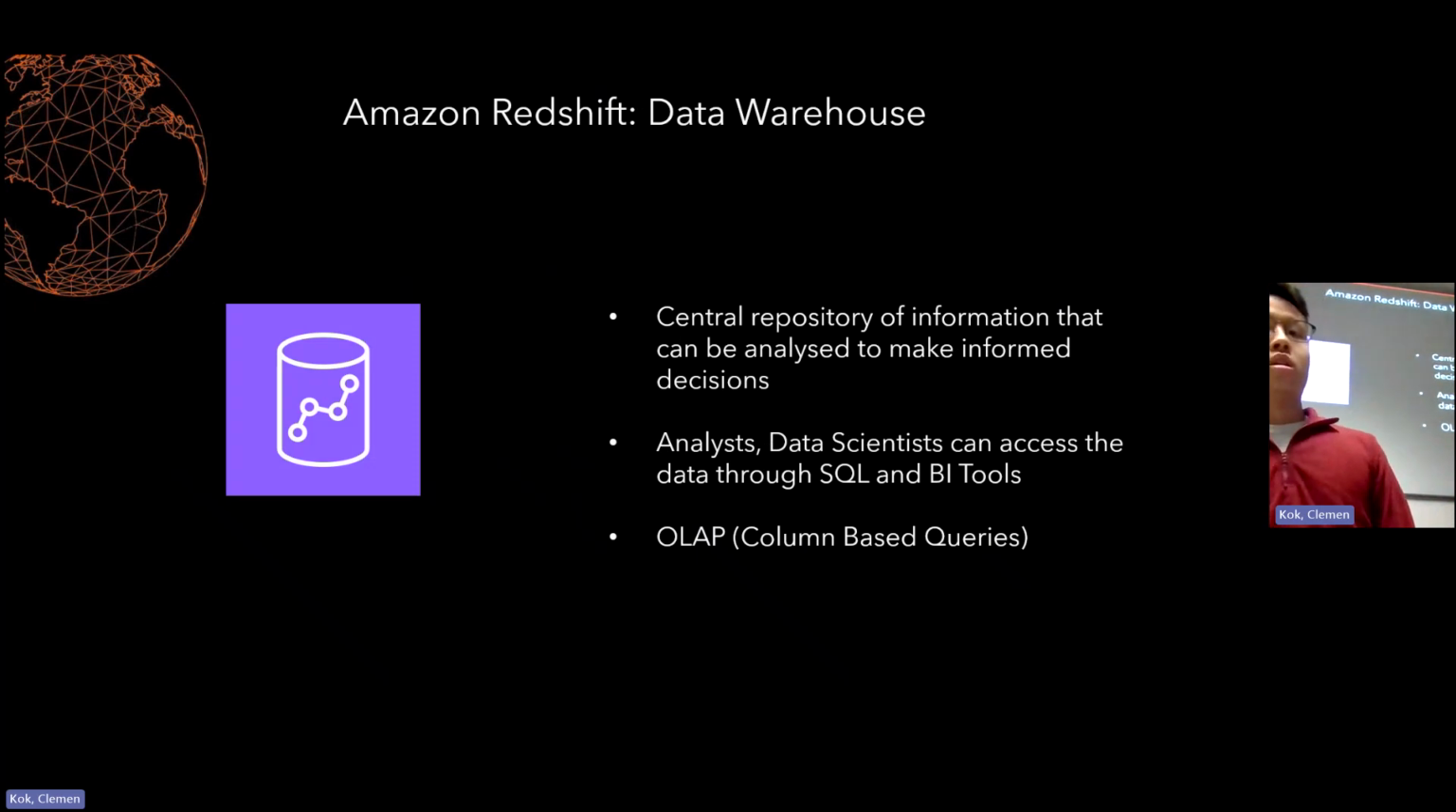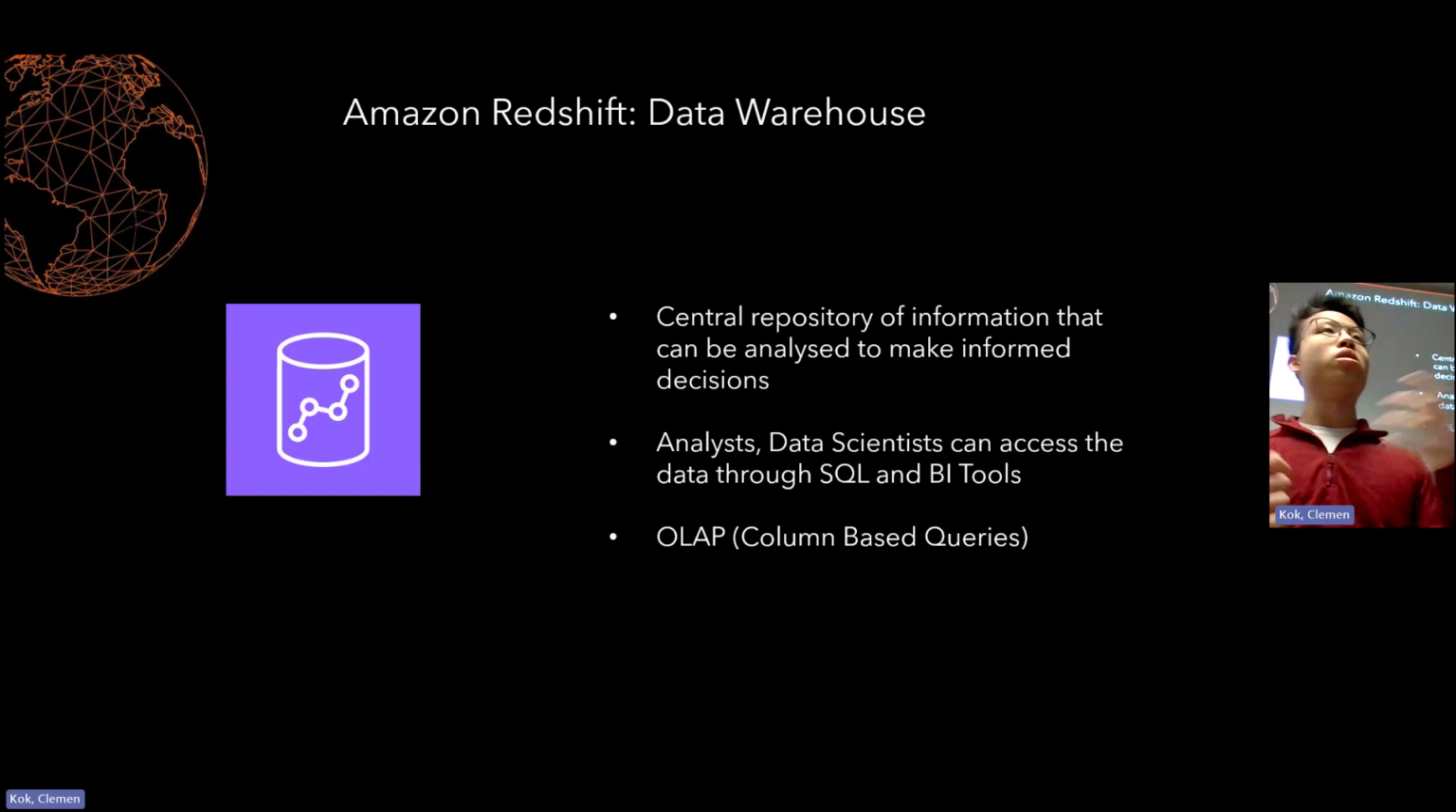So that's S3. Now we'll move on to Amazon Redshift. Redshift is basically a data warehouse. So what is a data warehouse? A data warehouse is essentially a central repository of information. We are able to store our processed data after transformation from S3 into a data warehouse like Redshift. And we can then use SQL or other business intelligence tools on Amazon Redshift to query that data.